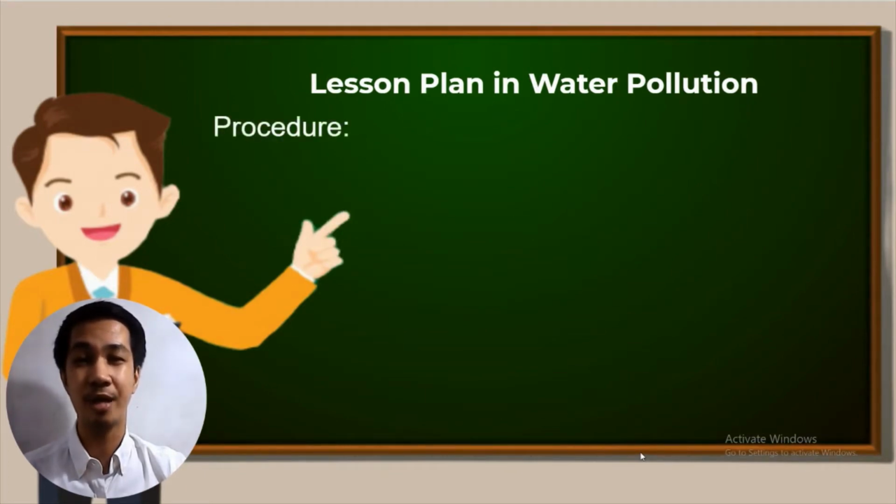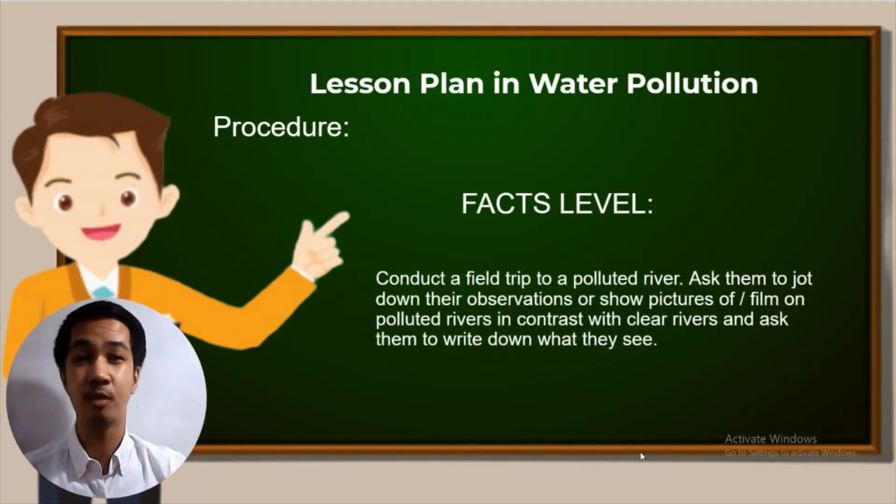Now let's go on to the procedure. Let's try to connect this to the facts level. As I mentioned earlier, at the facts level the students learn isolated facts from reality. So the teacher could propose to conduct a field trip to a polluted river and ask them to write down their observations, or show pictures of or a film on polluted rivers in contrast with clear rivers, and ask them to write down what they see. So you may notice that on this level, it's more of the facts that the learners observe.